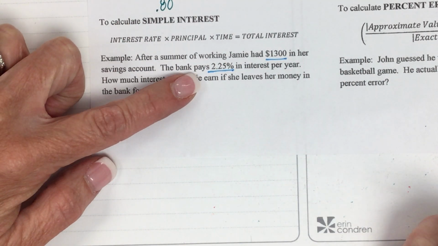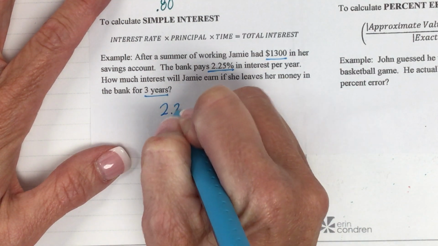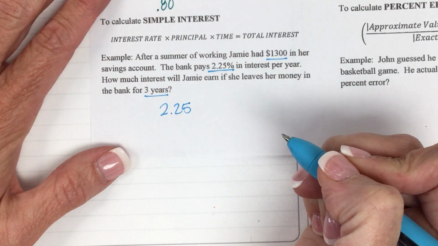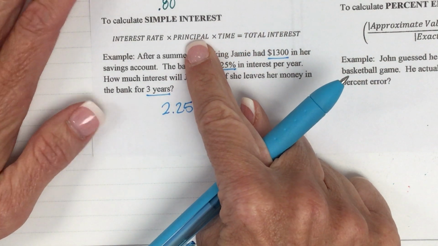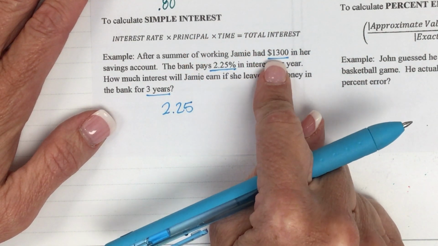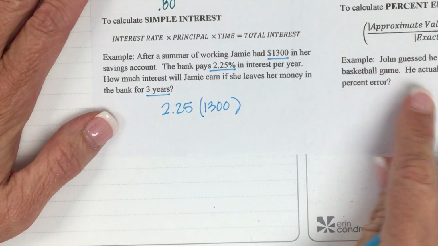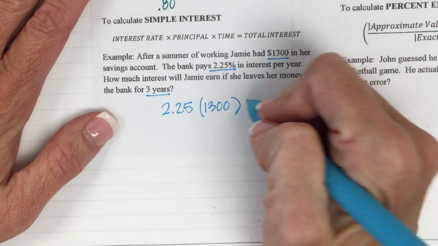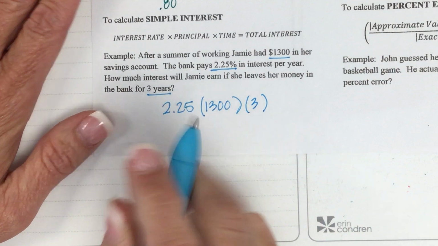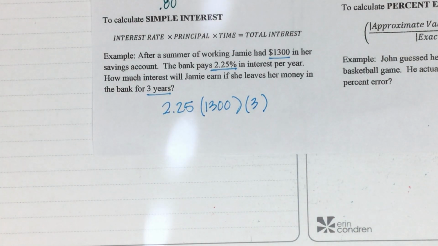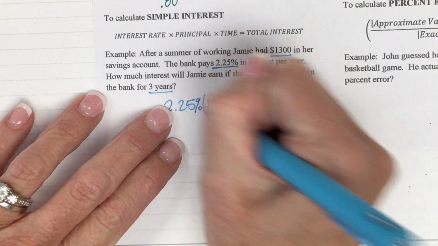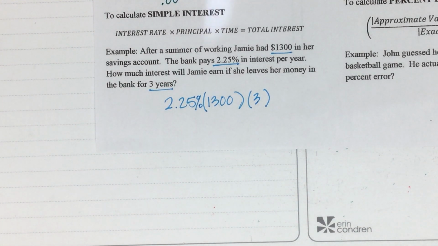So the interest rate, 2.25, times the principal, and that's how much money she put in, which is $1,300, times the time, which is 3 years. So we're just going to multiply 2.25, and that should be percent, times 1,300 times 3. So what can we do with this percent? Remember, let's just change it to decimal. We move it 2 places to the left.